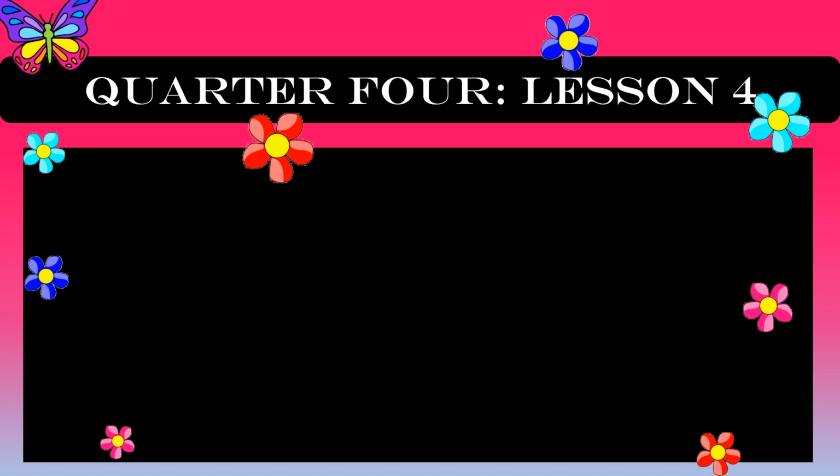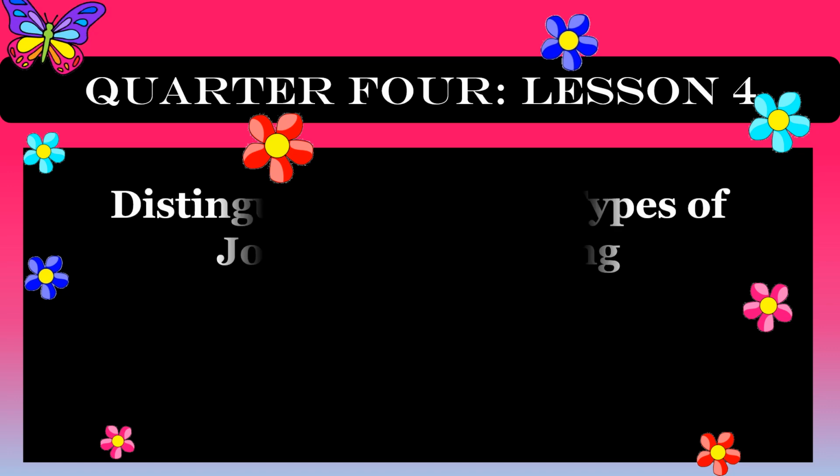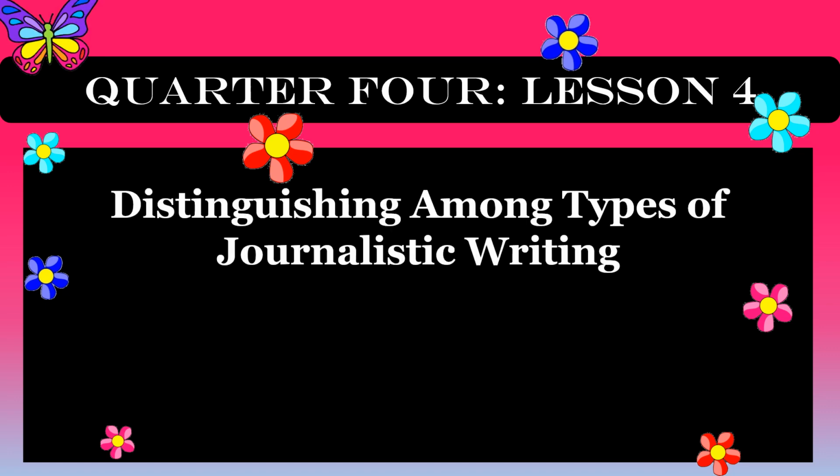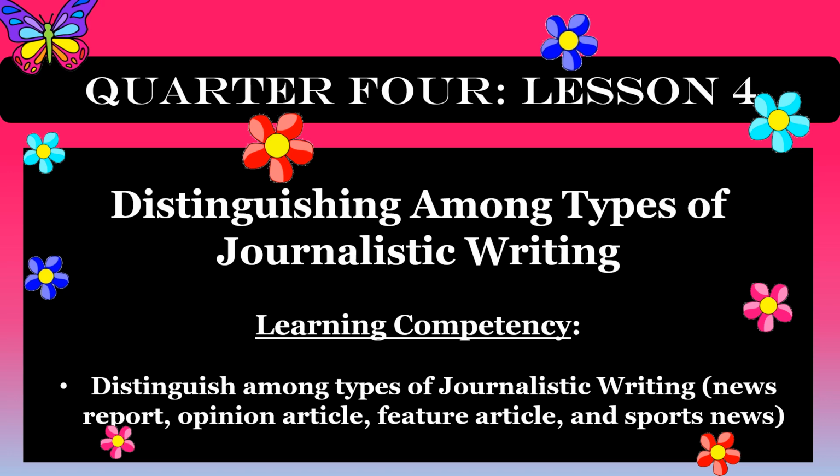It's because we are now on our lesson 4 for quarter 4. And today, we are going to talk about distinguishing among types of journalistic writing. Are you ready? Great! So, in this lesson, you are going to distinguish among types of journalistic writing. And they are news report, opinion article, feature article, and sports news. So let's go!